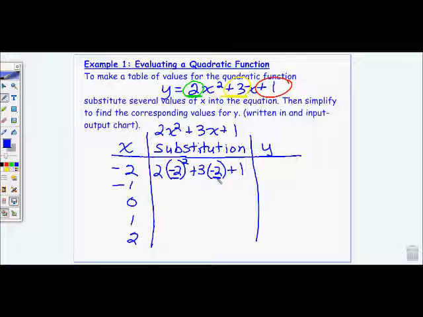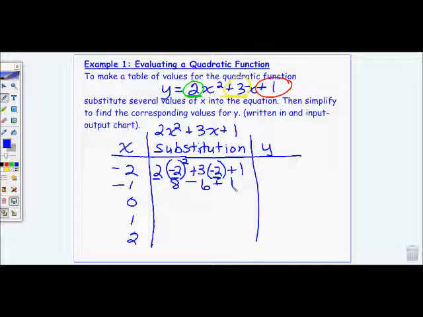Okay, negative 2 squared is going to be 4. Negative 2 times negative 2 is 4. So I get a positive 4, and then I need to multiply that by 2. So I'm at 8. Plus 3 times negative 2 is negative 6, plus 1. So 8 minus 6 plus 1 is going to give me 3.